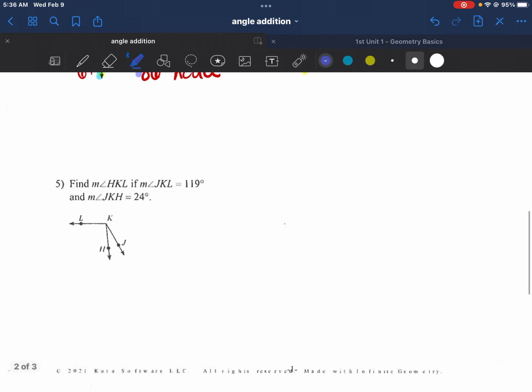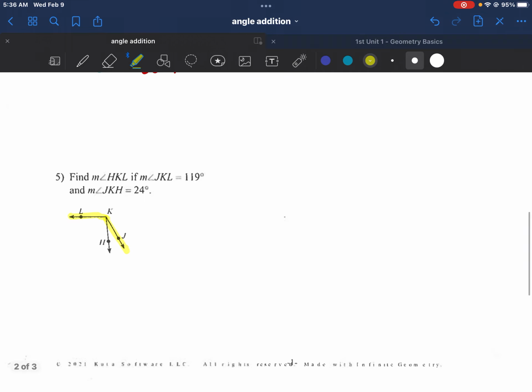Pause the video anytime in case you need to absorb this information. So L, K, and J. I need to look for LKJ or JKL. JKL right there. Okay, so JKL is 119 degrees. That means my biggest angle, or the big angle, is 119 degrees.